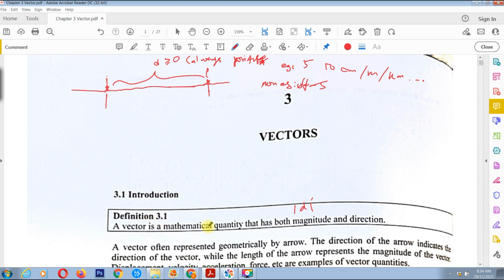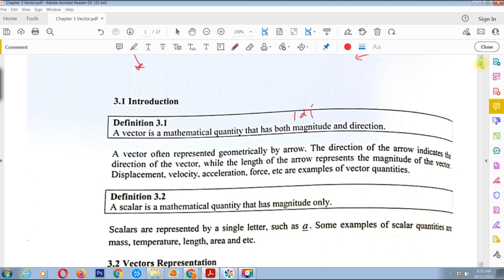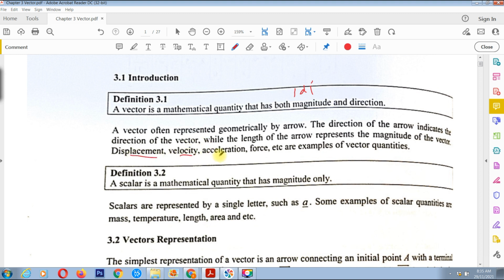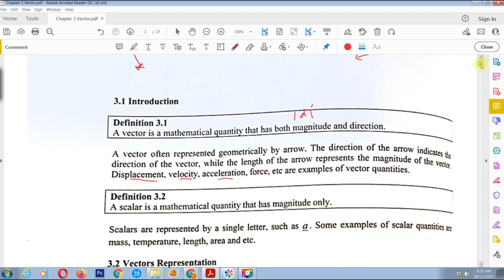So now a vector is a mathematical quantity that has both magnitude and direction. Direction means maybe to the right, to the left. If we have a line with an arrow here, that means the direction. So this vector has this distance between these 2 points, and the arrow. That is the vector. The applications of vectors include velocity, displacement, acceleration, force, and so on. Later you will go to those problems.